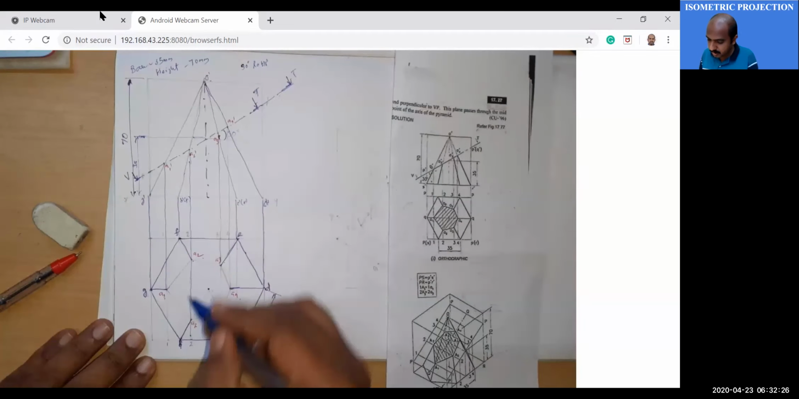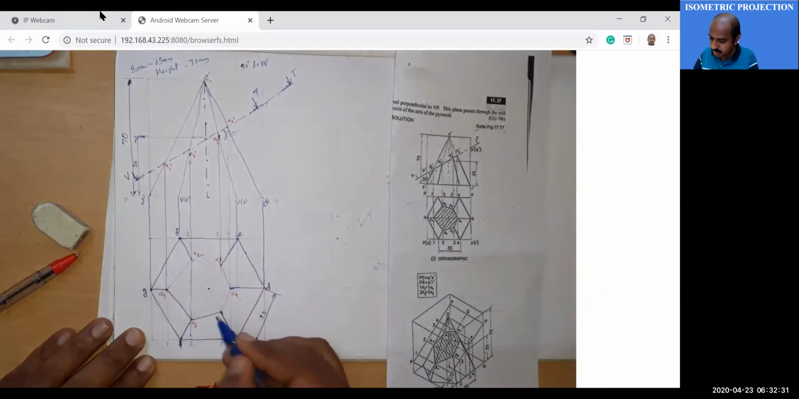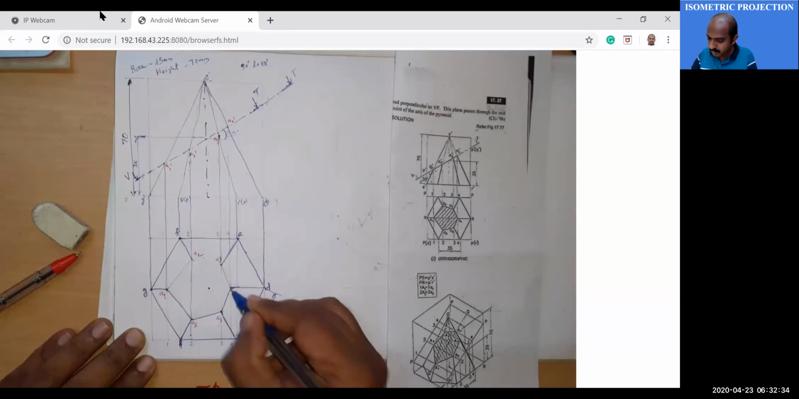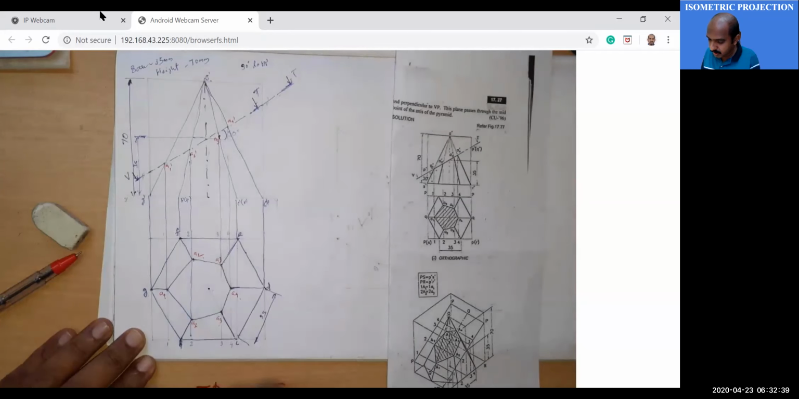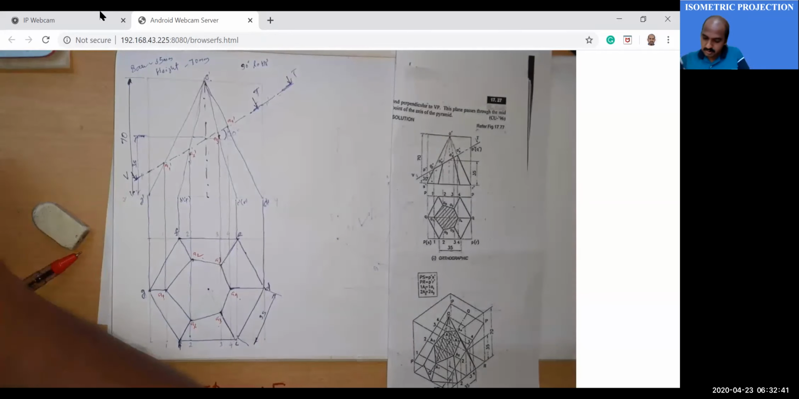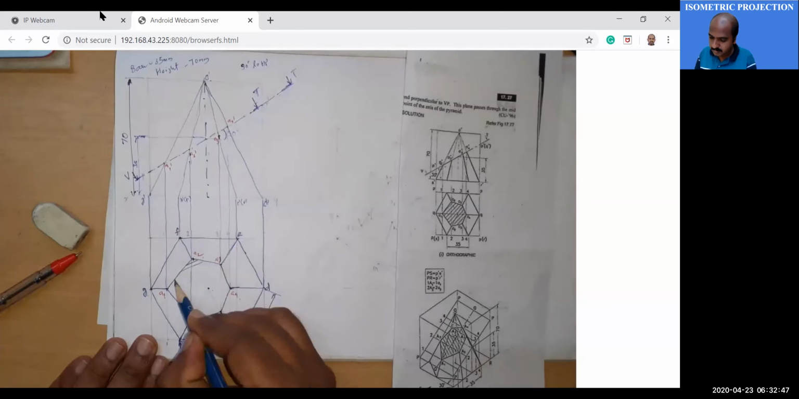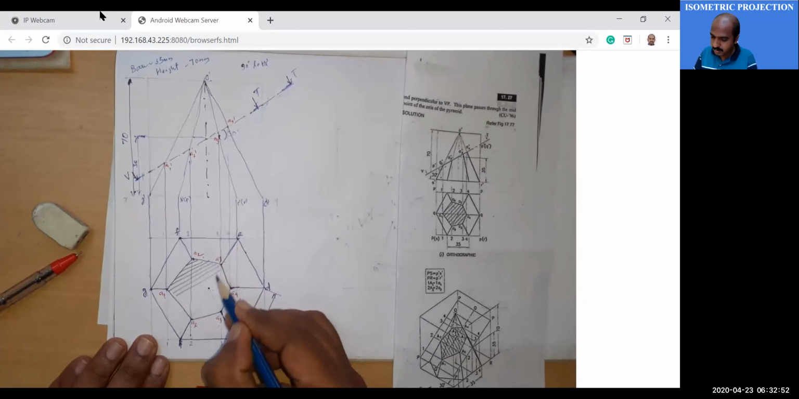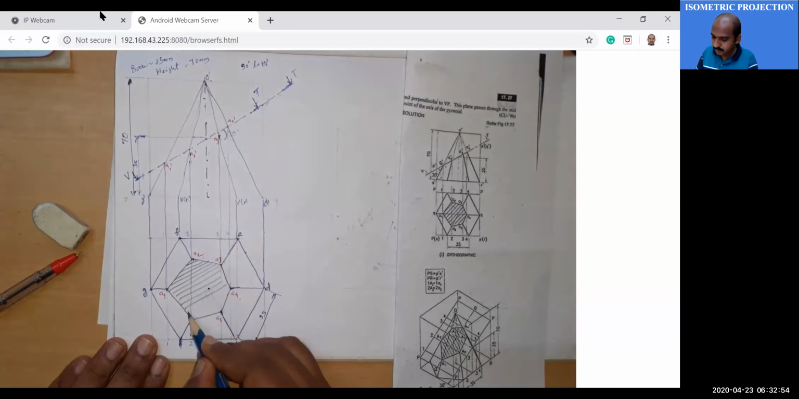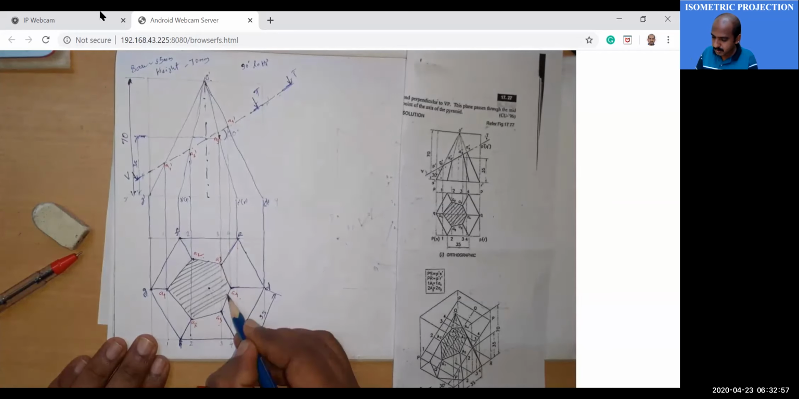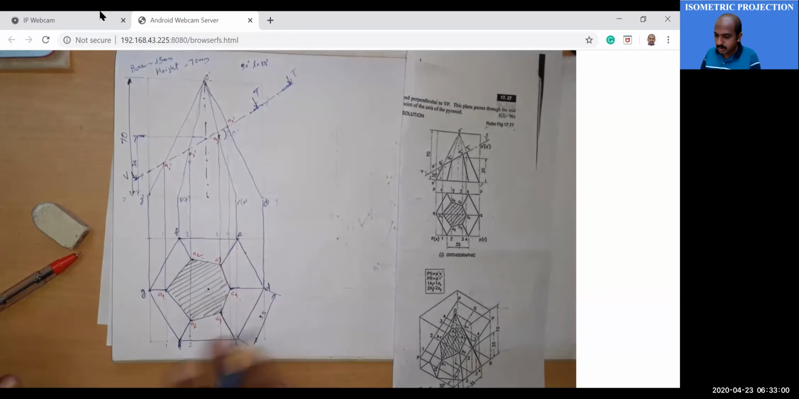Now we can connect the top points: A1 to A2, A2 to A3, A3 to A4, A4 to A3 again, A3 to A2 again, A1 to A. So now your section plane is complete and you can hatch it with 45-degree inclined lines. For the time being we have completed the front view and top view only.